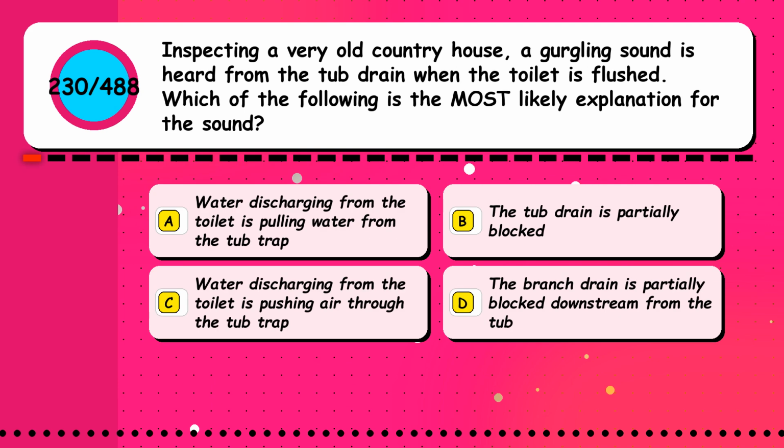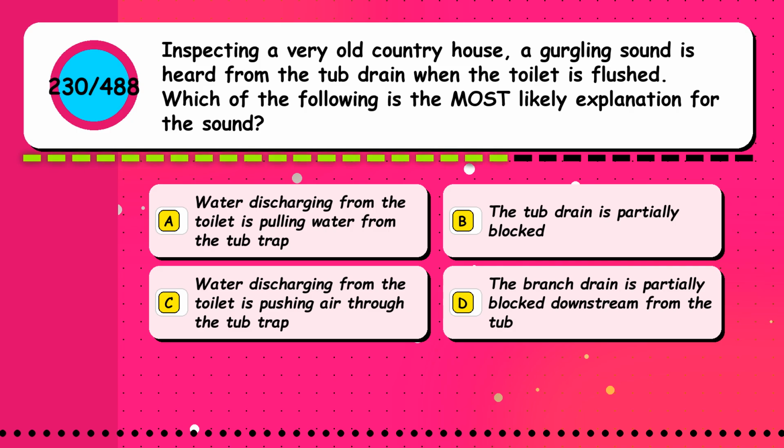Question 230. Inspecting a very old country house, a gurgling sound is heard from the tub drain when the toilet is flushed. Which of the following is the most likely explanation for the sound? Option A, water discharging from the toilet is pulling water from the tub trap. Option B, the tub drain is partially blocked. Option C, water discharging from the toilet is pushing air through the tub trap. Option D, the branch drain is partially blocked downstream from the tub.